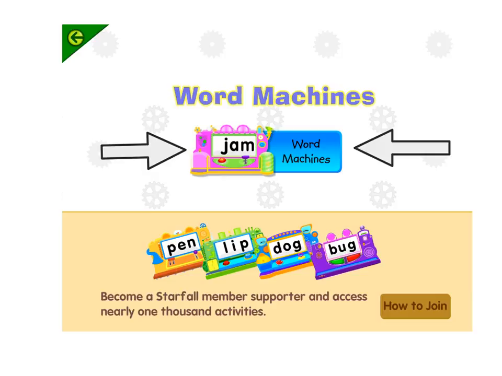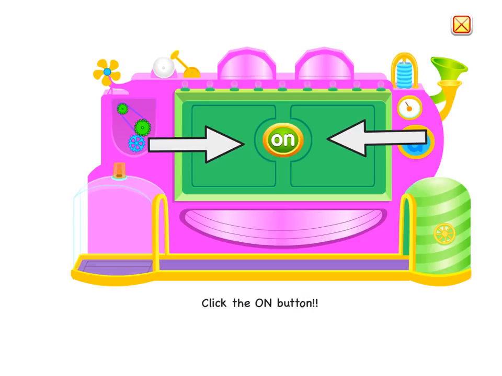With the free version, there is only one game that you can play called Word Machines, which will be the button that you click on whenever you're ready to start the game. But at the bottom, you can see that you can become a Starfall member, and if you purchase that membership, then you are allowed access to a bunch of different games that will help students learn their short and long vowels. Right here is the big purple word machine, which will display the words for our game.